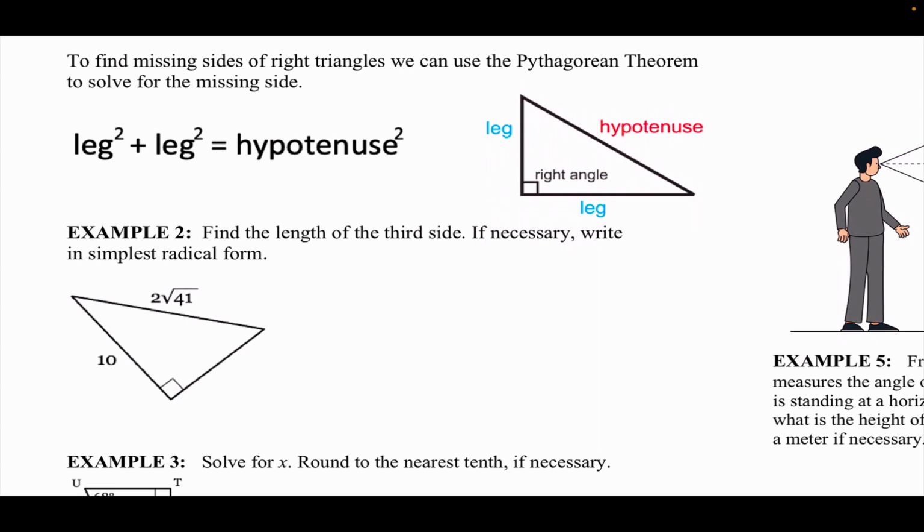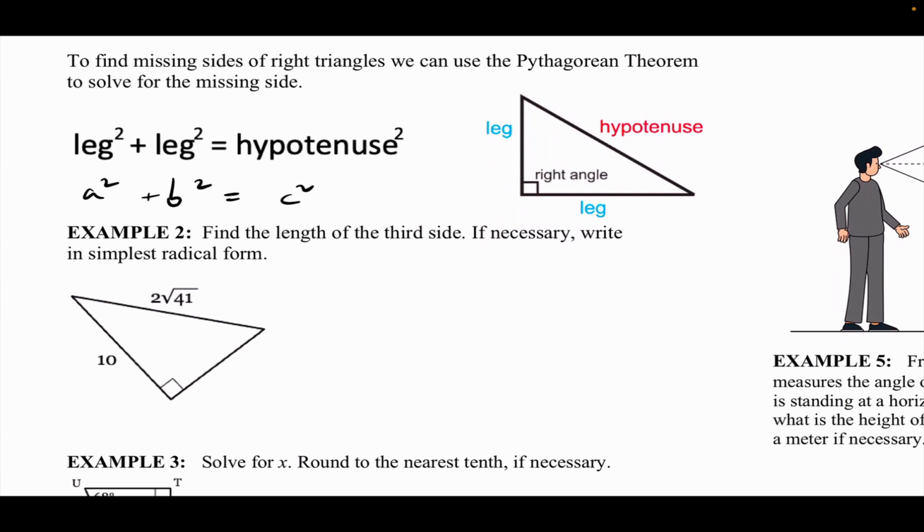Okay, so sometimes it's called a squared plus b squared equals c squared. Sometimes it's called that. I don't call it by that because people get confused. Which one's A? Which one's B? Which one's C? Right? So what I do is I call it leg squared plus leg squared equals hypotenuse squared.